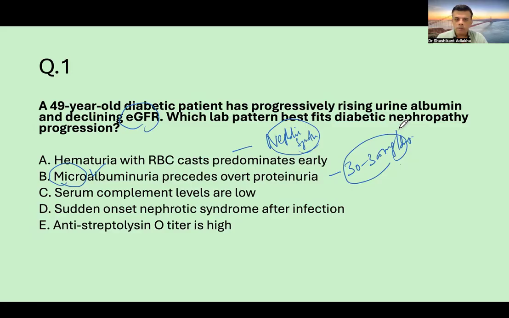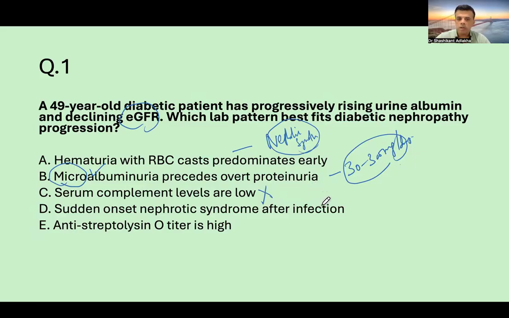Now the third option, serum complement levels. This is usually normal, not altered, because here there is a mesangial expansion and a glycosylated protein deposition over the basement membrane. But as such, there is no immune complex activation, so there is no complement activation or consumption of complement. So there is normal complement.